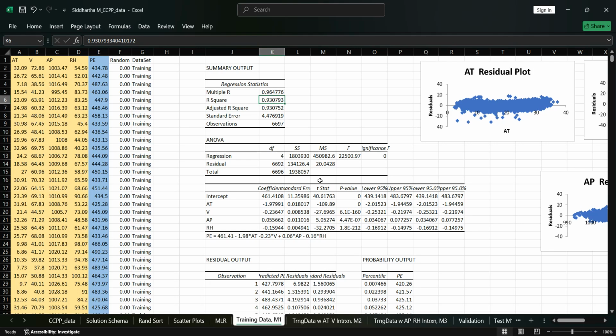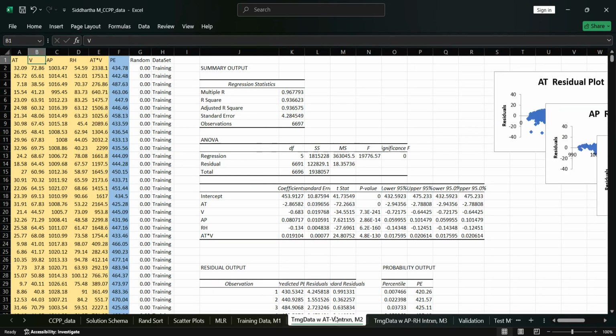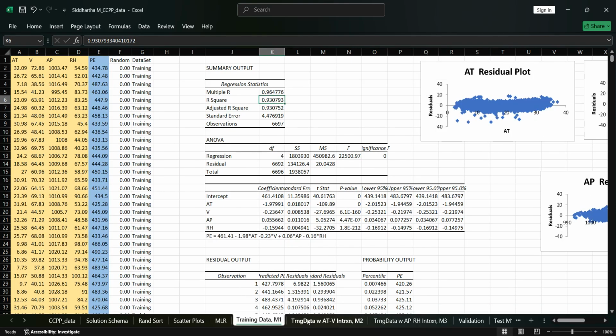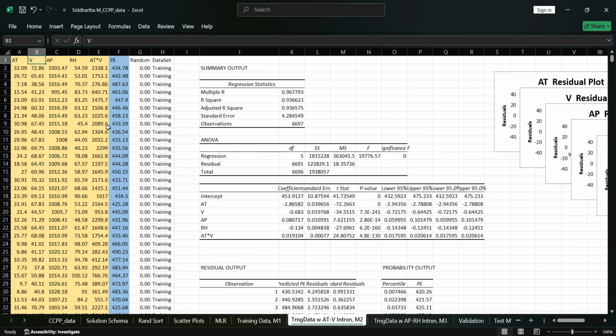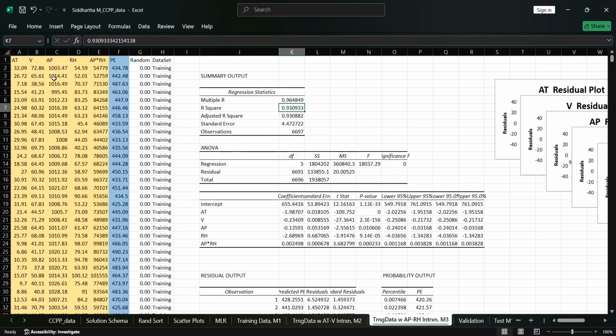Now, going to the training data set, there are three training models which I have used here. The first one uses all four features on the output, and I'm getting an R square of 0.93. Similarly, model 2, which is an interaction between temperature and vacuum, also gets an R square of 0.93. And in the third interaction, between the ambient pressure and relative humidity, the R square again comes out to 0.93.